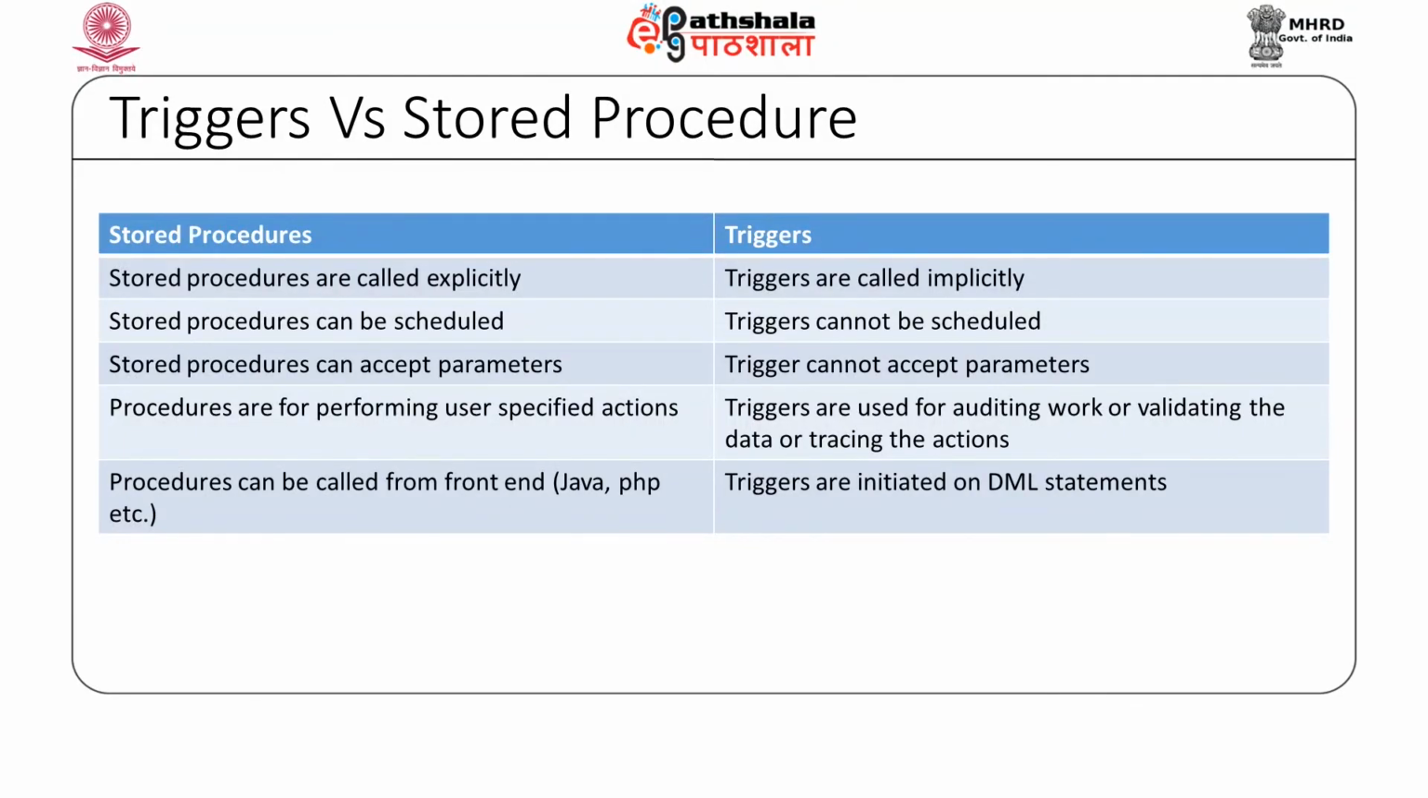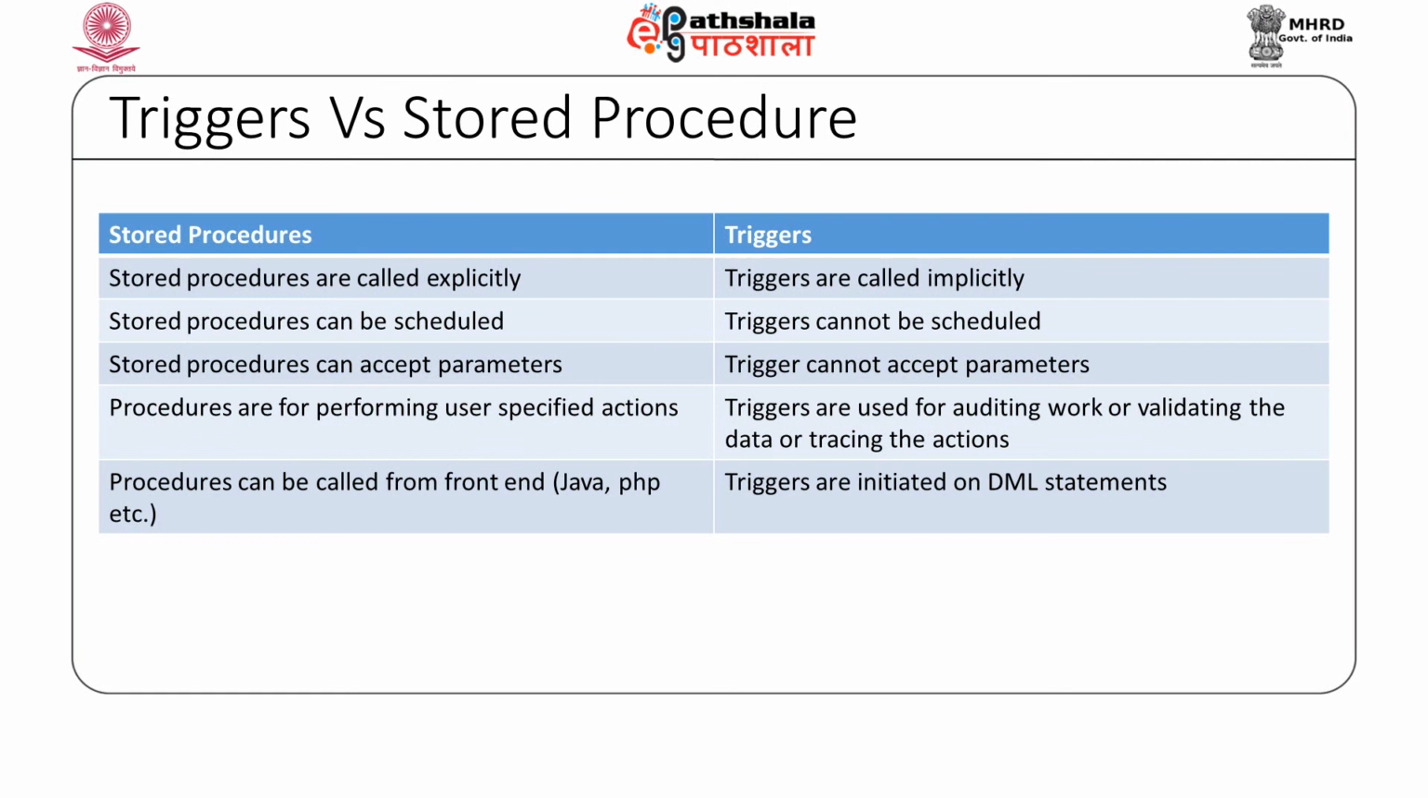As we said earlier that triggers are a type of stored procedures. So, let us have a quick look at what is the difference between a trigger and a stored procedure. Stored procedures are called explicitly, triggers as you know are called implicitly. Stored procedures can be scheduled, triggers cannot be scheduled. Stored procedures can accept parameters, triggers cannot accept parameters.